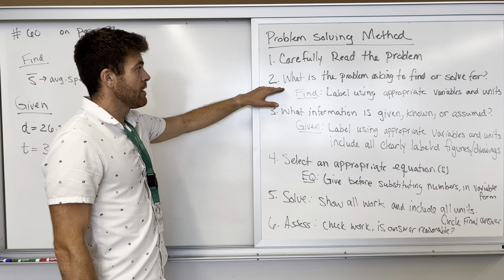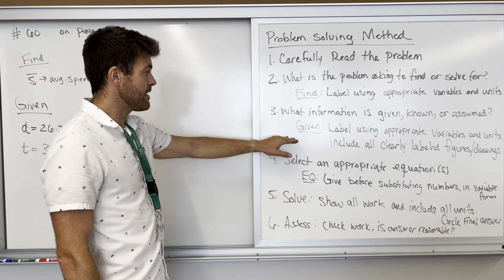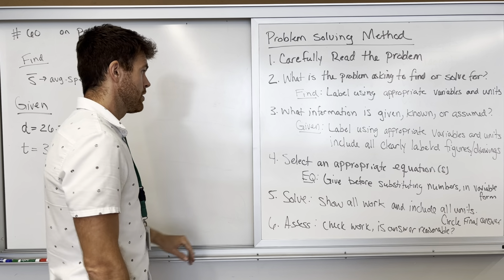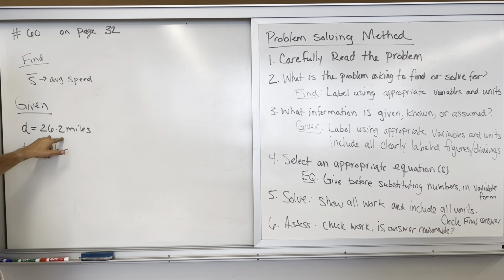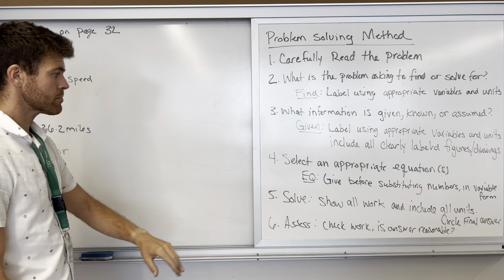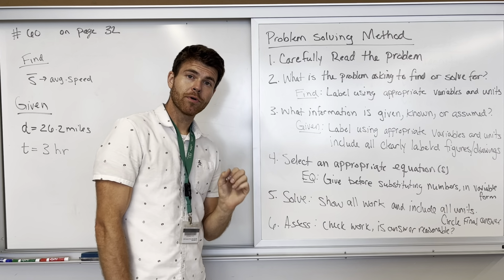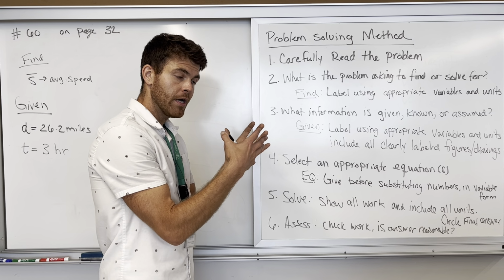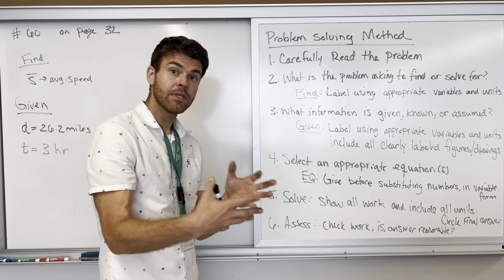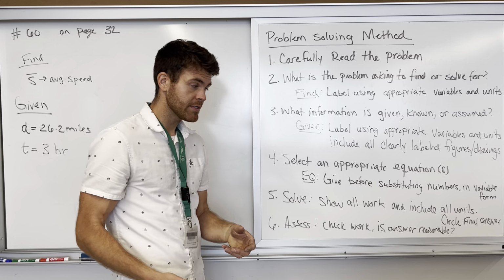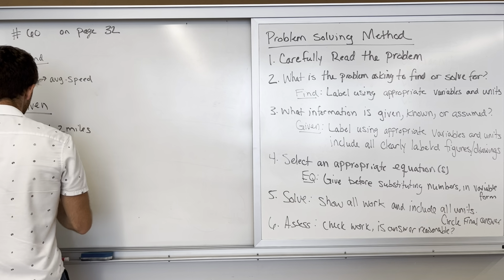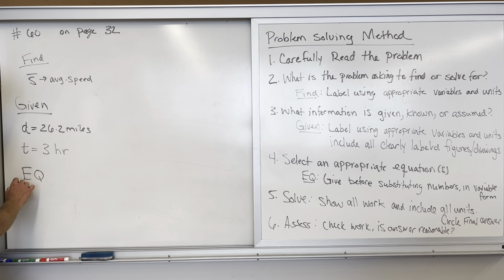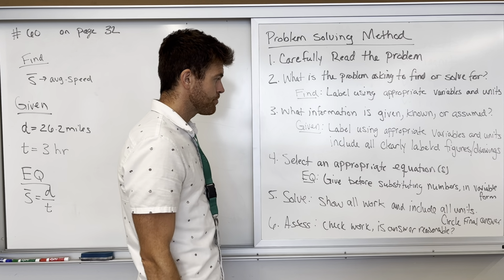So now that we've identified what we're trying to find, we've identified what is given, we have used the appropriate variables and units. Next, we have to select the appropriate equation, or equations, that's going to help us get from the known quantities to the unknown quantity that we're interested in. And so that equation is the average speed is equal to distance over time. Okay? So we identified the equation.